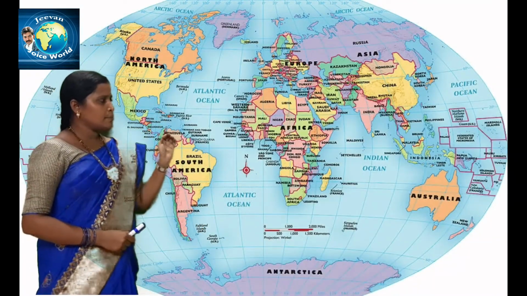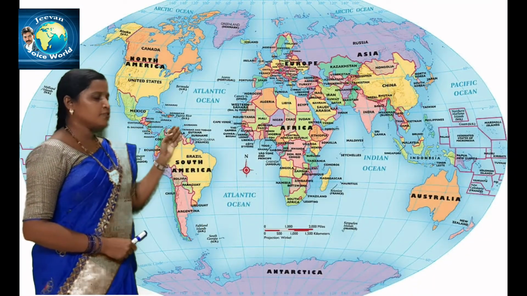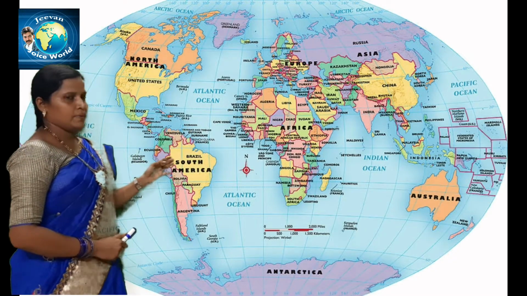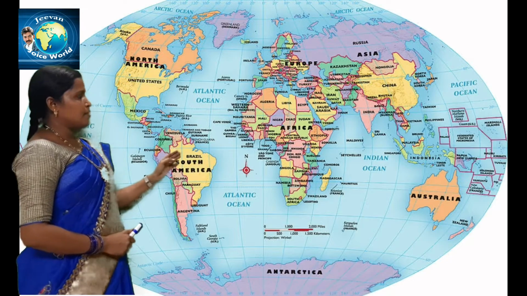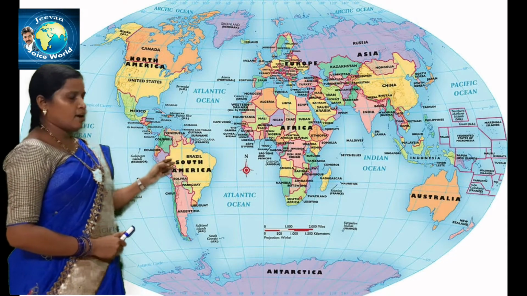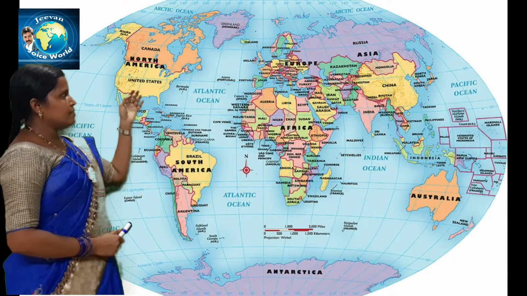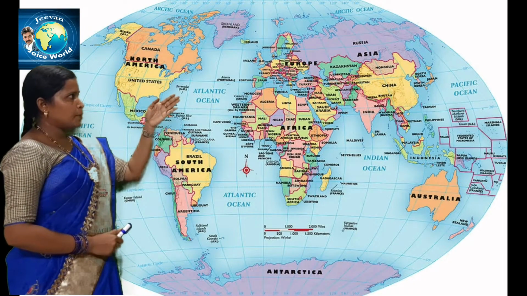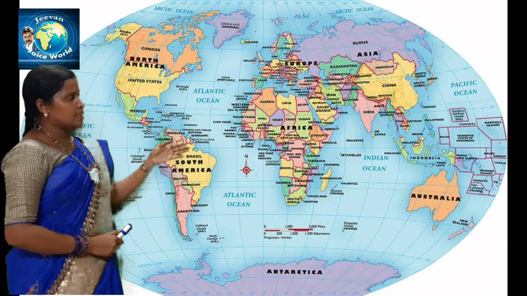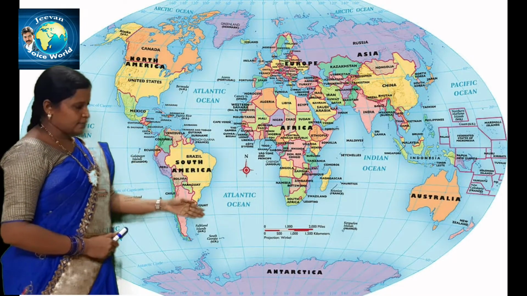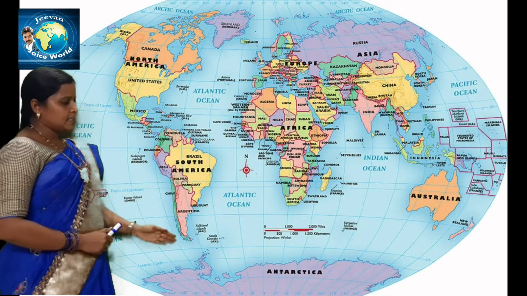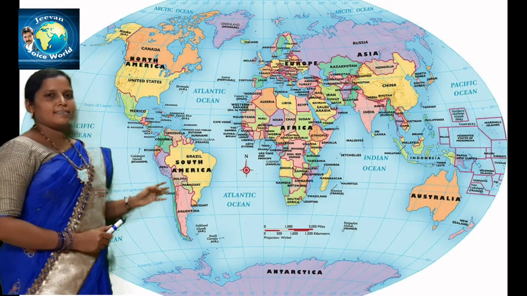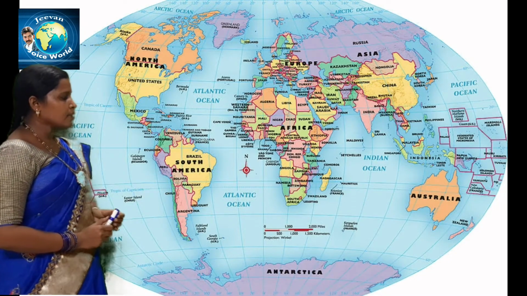Children, look at map 1 carefully. Which map is this, children? This map is the world map. Very good. In this world map we have 7 continents. First, North America, South America, Europe, Africa, Asia, Australia, and at the bottom, Antarctica. These are the 7 continents in the world.